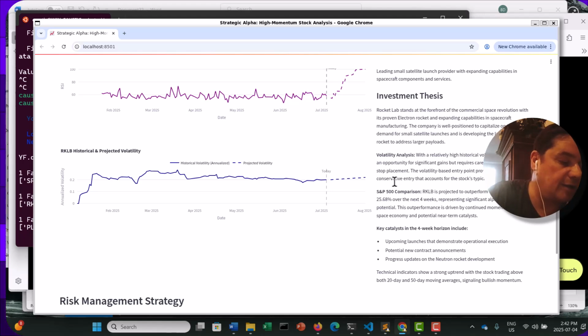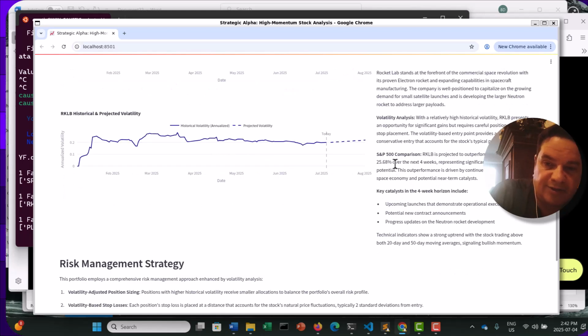And in actual fact, I can take the simulator that I'm showing you in Python and actually do live trading with it, projected around this, with, in my case, Interactive Brokers. I don't know. So we have here the S&P 500, Rocket Lab, projected to outperform by 25% over the next 4 weeks.